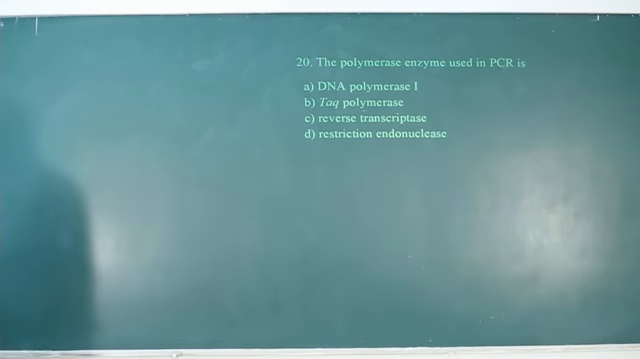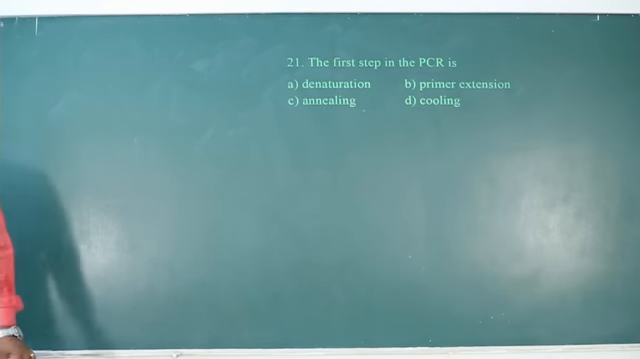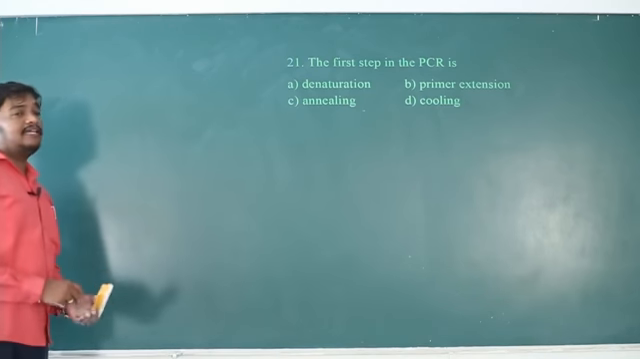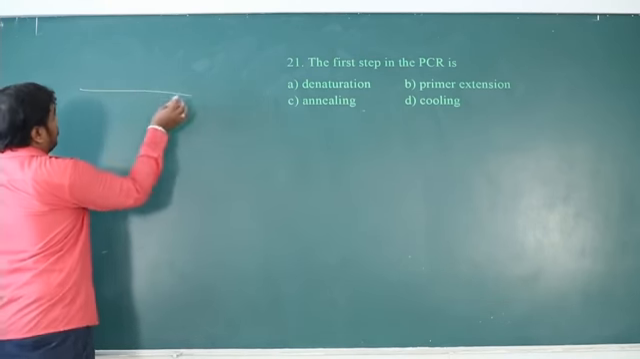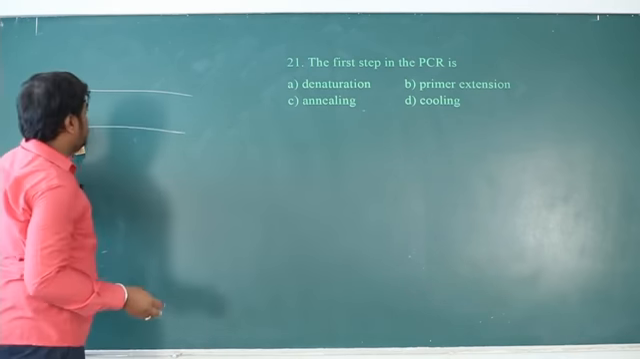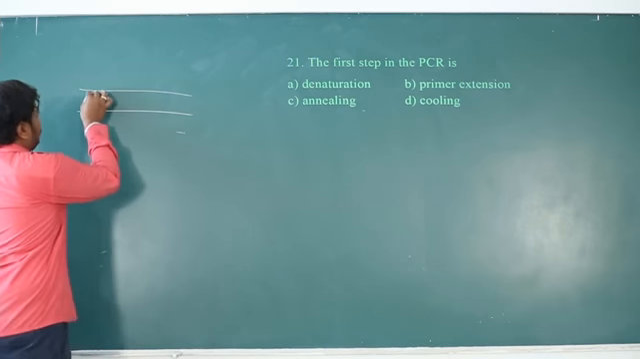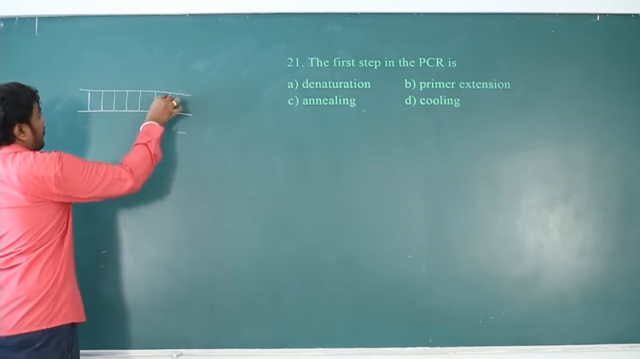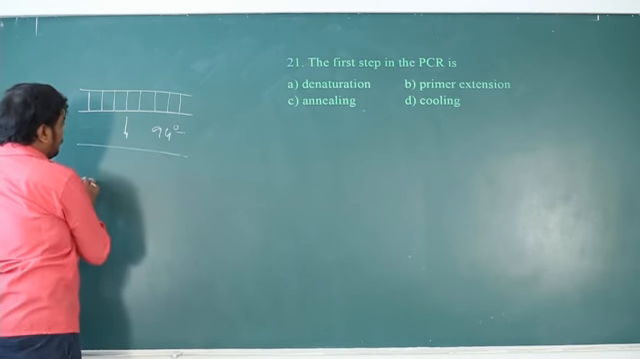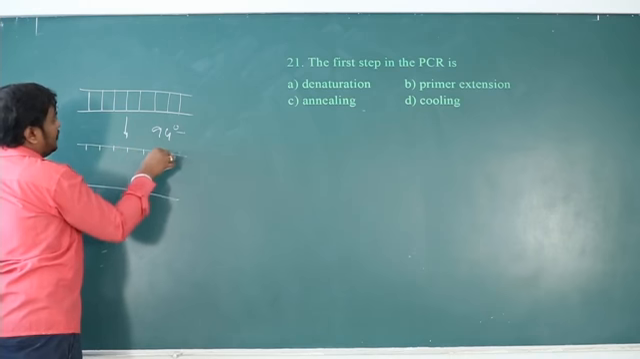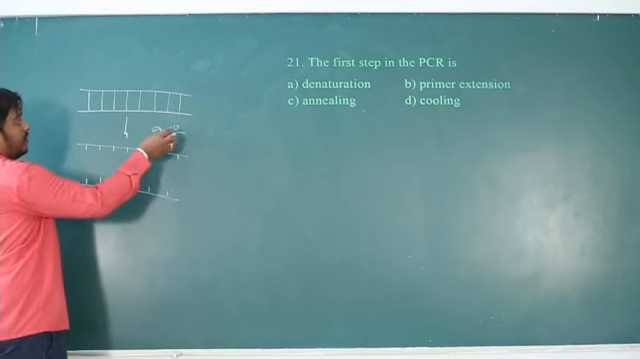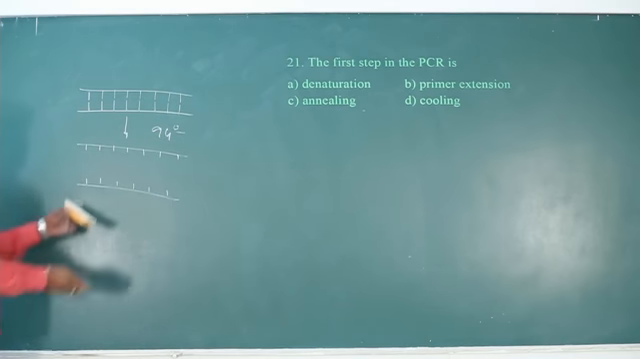Let's move to the next question. The first step in the PCR is denaturation, primer extension, annealing and cooling? Okay, so what happens in the PCR? Let me explain simply. It has complementary base pairing, double stranded DNA. When you heat this to 94 degrees centigrade, the first thing is the strands get separated. When you subject it to 94 degrees centigrade the hydrogen bonds break and they separate.